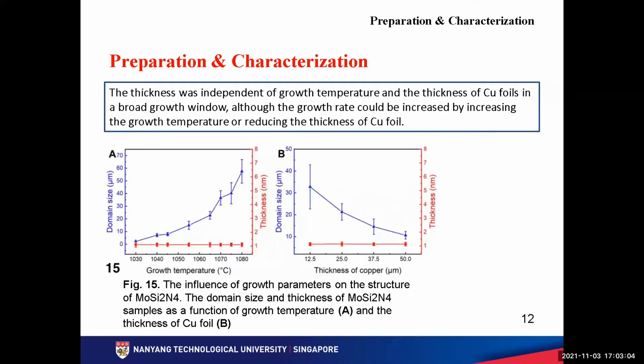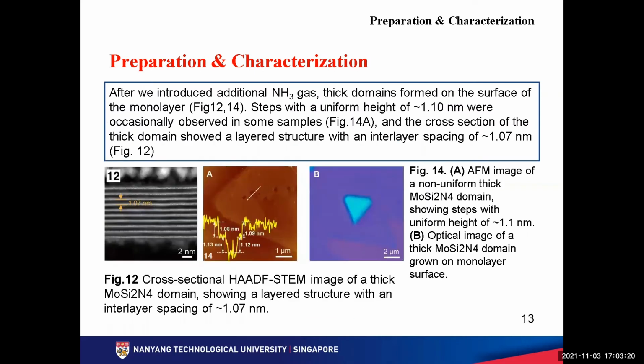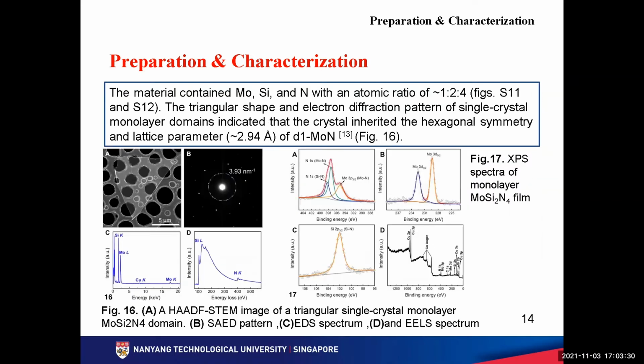From figure 13, a TEM image can clearly show the grain boundary. The thickness was independent of the growth temperature and the thickness of the copper foil in the broad growth window. After we introduce additional ammonia gas, thicker domains formed on the surface of the monolayer. TEM, EDS, EELS, and XPS measurements show that the material contains molybdenum, silicon, and nitrogen with a ratio of 1 to 2 to 4, and the crystal structure is hexagonal.